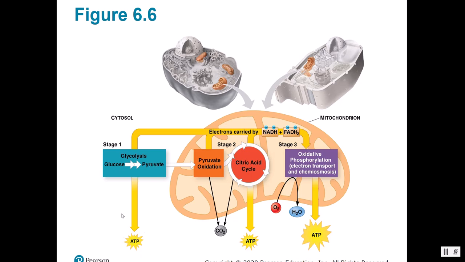We end up with some ATP. Then pyruvate moves in and is oxidized, and it enters into the citric acid cycle. It's going to release a little bit of CO2. Citric acid cycle releases some CO2 and ATP. It also releases NADH and FADH, but again, we'll discuss that when we get into the details. And then step 3 is oxidative phosphorylation, which is the electron transport chain and chemiosmosis. This is where we use oxygen, produce water, and we get a whole bunch of ATP, okay, from those. Again, we're in the mitochondria.